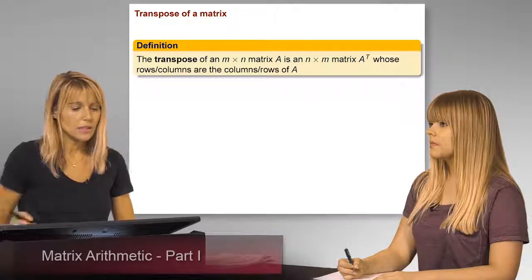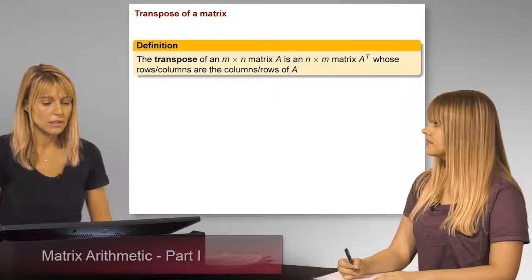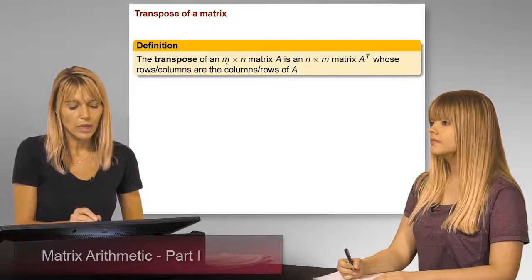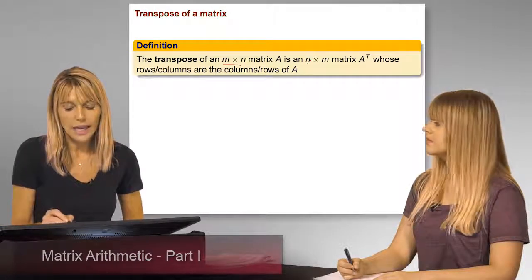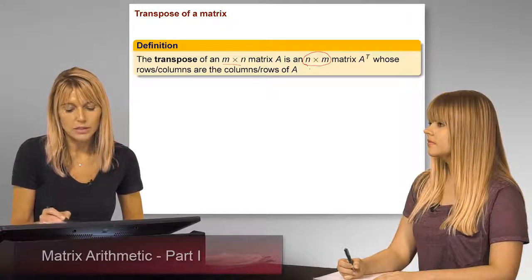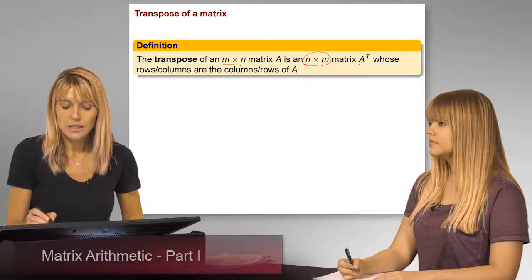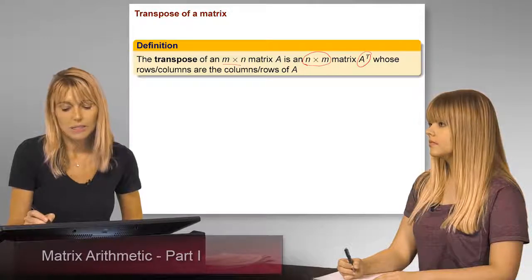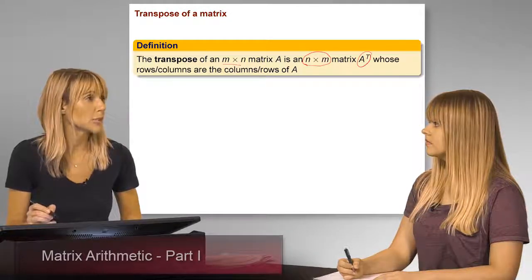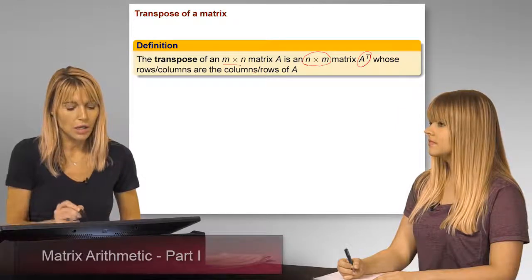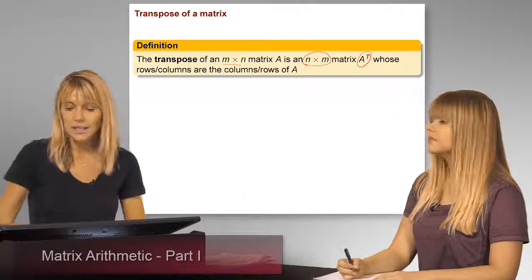All right, now let's look at the transpose of a matrix. That's an important definition. We're going to use it throughout the course. The transpose of an m by n matrix A is an n by m matrix. Notice here that the dimensions are switched. It's denoted by A with a superscript T, so A transpose, whose rows are the columns of A.